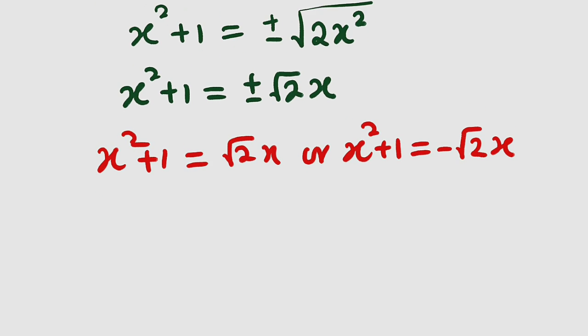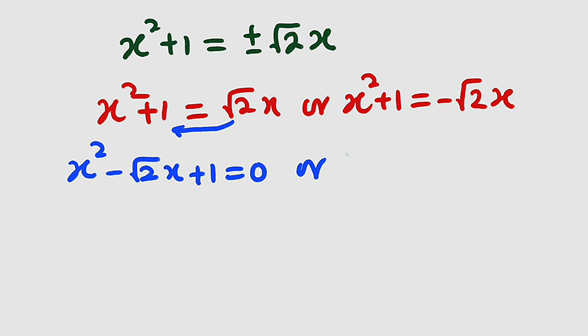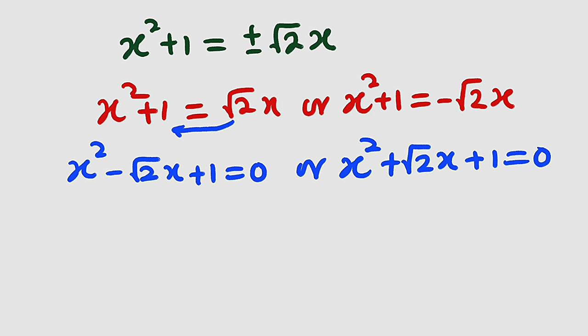So we're going to form two quadratic equations. Let me start with the first one. We have x squared; as this crosses over, it becomes negative square root of 2 x, then plus 1, and this is equal to 0. Or the other one, we have x squared; as this crosses over, it becomes positive square root of 2 x, then plus 1, and this is equal to 0. Now we have two quadratic equations.